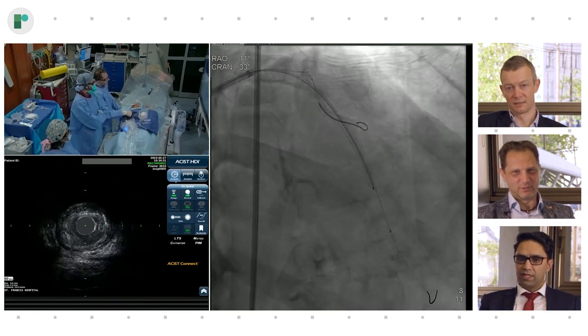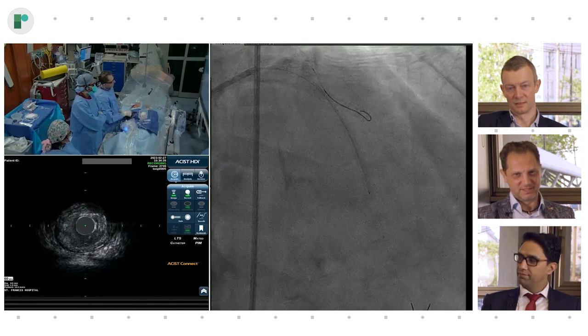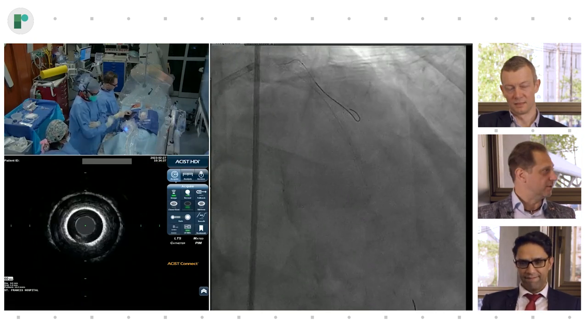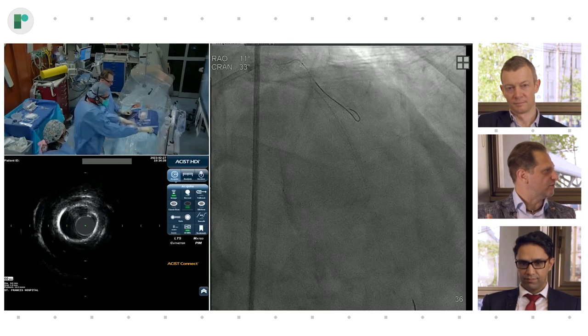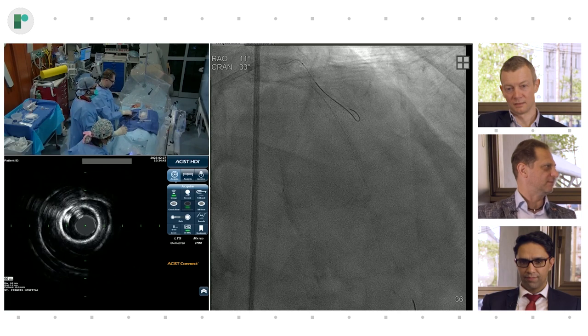But you can see here we take an injection. And there's no flow. It's a problem, and it doesn't help you in a way, right? Because now you invested some dye, actually. I mean, you know there is a problem, but you don't know what the problem is still. So let's see what we do.